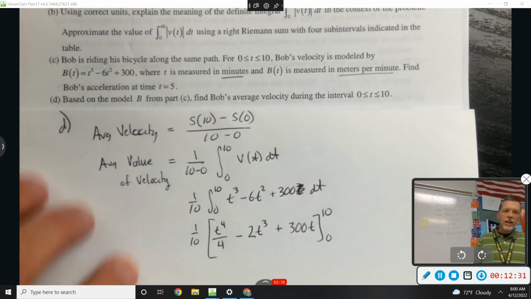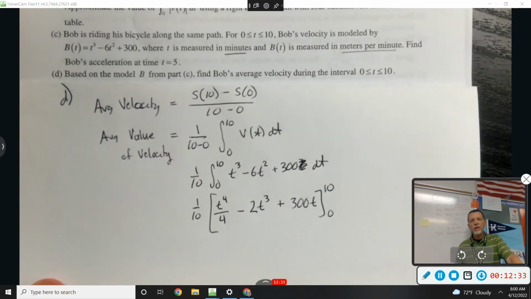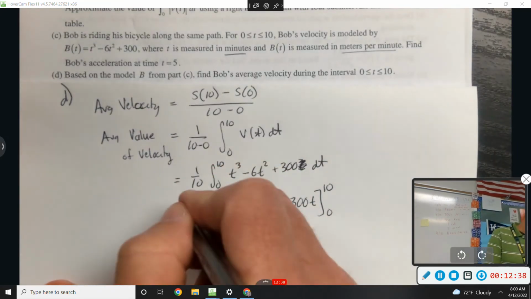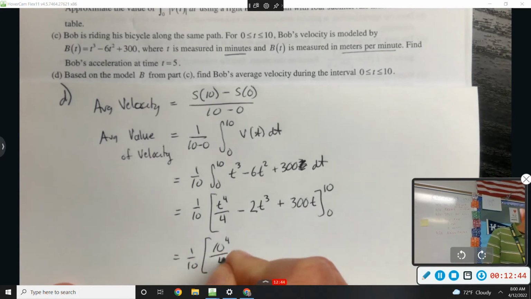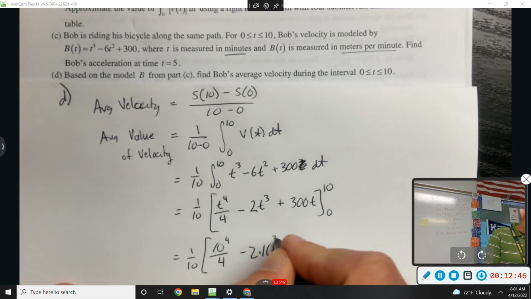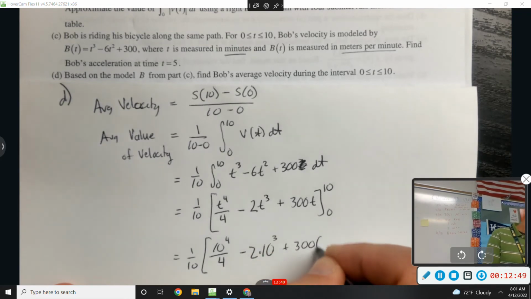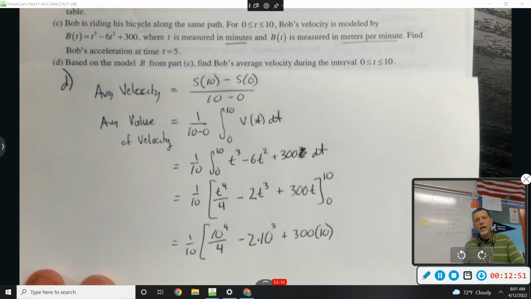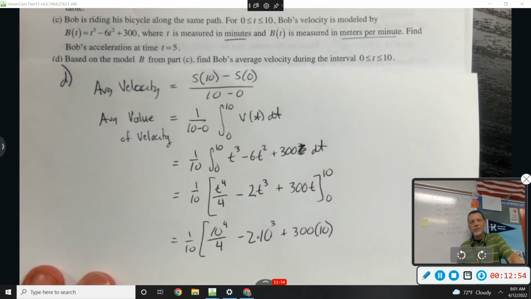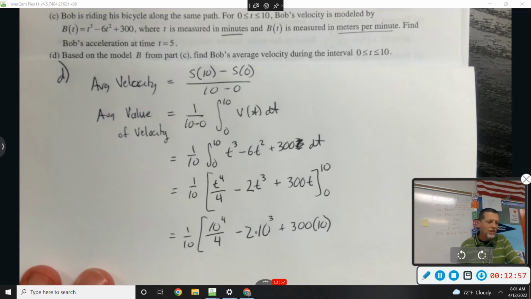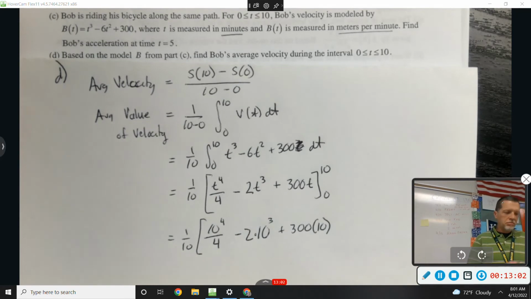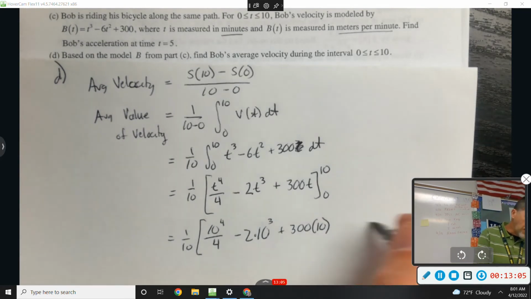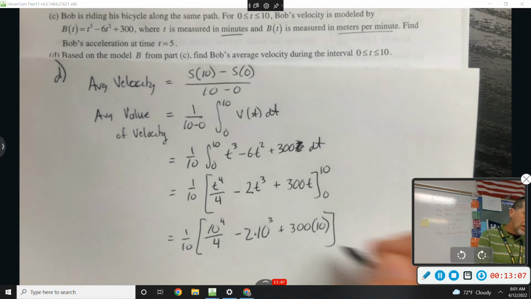From 0 to 10, I'm sensing another safe stop in our very near future because I do not want to evaluate all those things. So 1/10, 10 to the 4th over 4 minus 2 times 10 cubed plus 300 times 10. And again, none of those are impossible. Those are all pretty straightforward, but why bother? Leave it alone. And then minus, I plug in 0 in all of those, it goes away. So you can leave it. If you want to put in minus and then put all those, you can. But there's my answer.